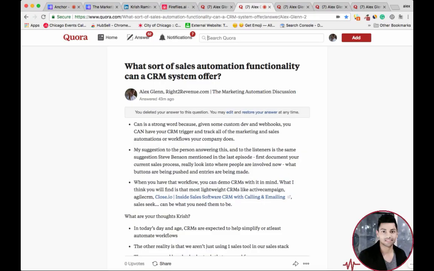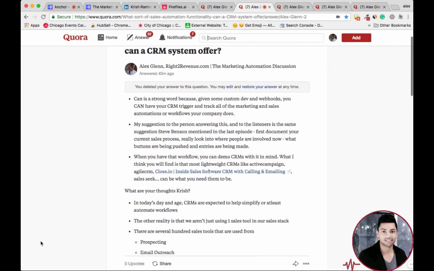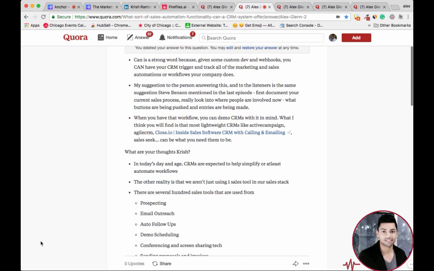In today's day and age, CRMs are expected to help simplify or at least automate certain workflows. The other reality that we need to remember is we aren't using just one sales tool in our sales stack. There are several hundred tools that companies are using even well before they interact with their customers. What I'm talking about is when you look at that process that people tend to have when they are prospecting, they're building lists, they're using tools like ZenProspect to start pulling highly qualifiable leads that they can reach out to. They'll be doing outreach afterwards.